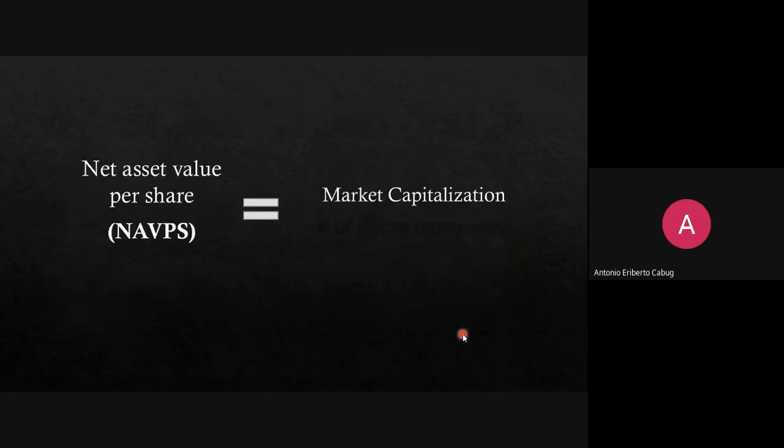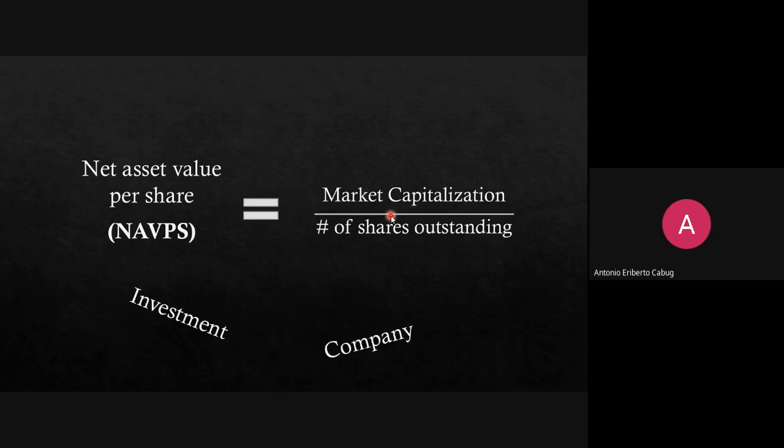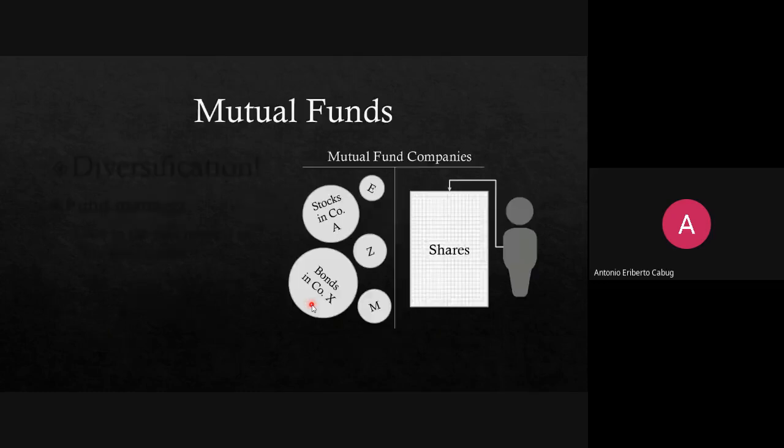Again, it's calculated as equity value or market capitalization. This is the difference between the value of the assets and the value of the liabilities. So assets minus liabilities, that would be your equity. The equity value is called market capitalization, just divided by the number of shares outstanding. The mutual fund is both the investment share and the company itself. So when we refer to a mutual fund, it could refer to either or both of them, the investment or the company itself.